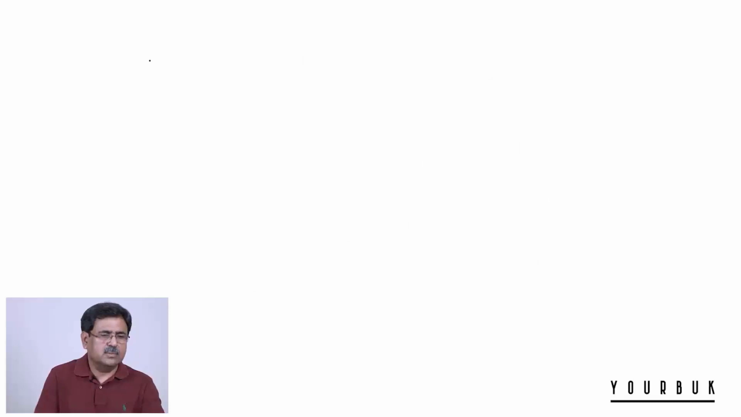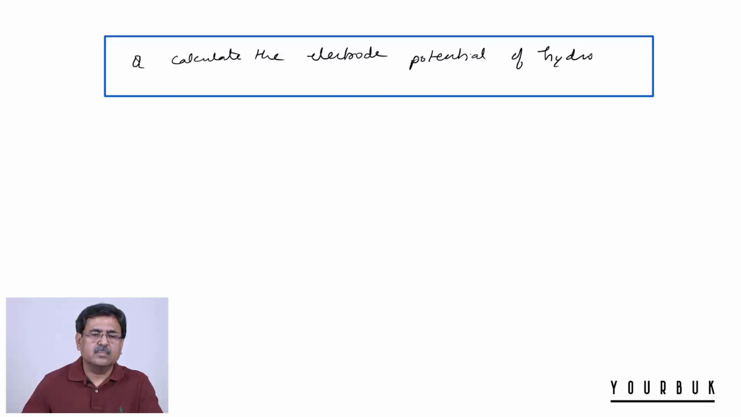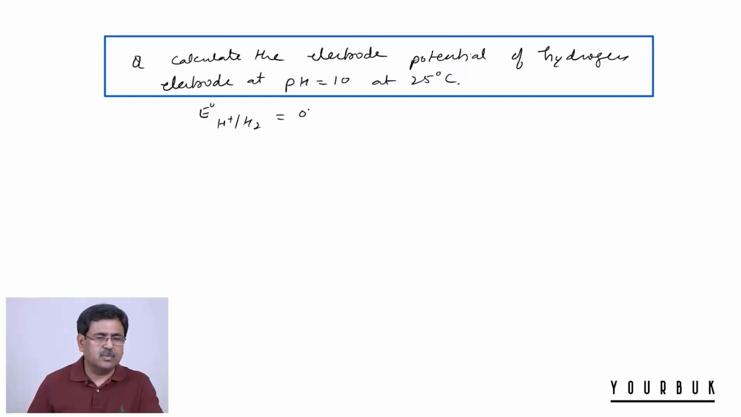Now we take one more question. The question is: calculate the electrode potential of the hydrogen electrode at pH equals 10 at 25 degrees Celsius. As we know, the E degree value of the hydrogen electrode is 0 volt.